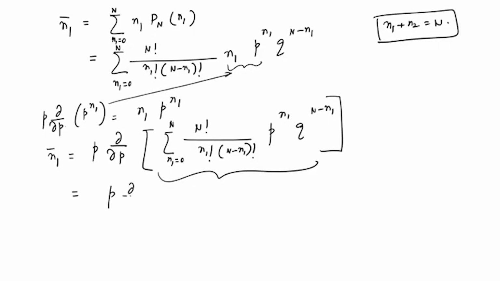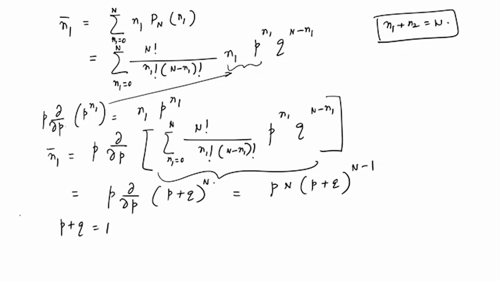So we can simply write it as p del del p of (p plus q) whole to the power N, and this is nothing but N p times (p plus q) to the power N minus 1. We know that p plus q is equal to 1, because that is the total probability: either he takes a left step or a right step. It is not that he does not take a step at any given instant of time, so the probabilities have to add up to 1.